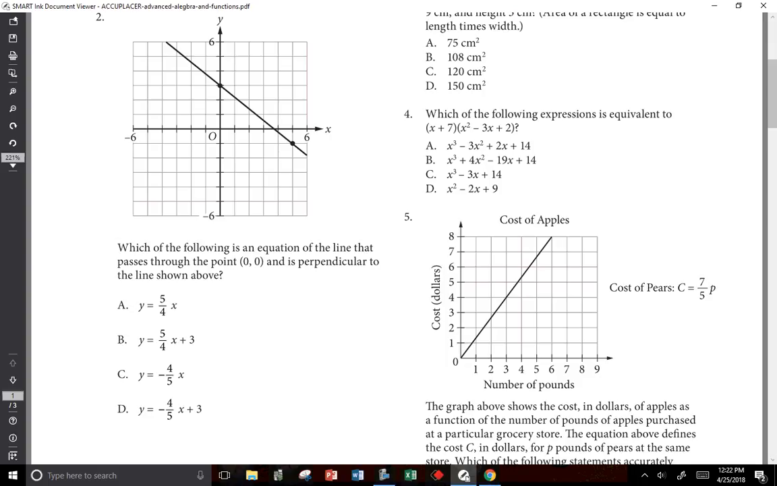So we're passing through 0, 0, so we know our y-intercept is going to be 0. We need to look at that line that's given to us and figure out the slope of that one so we can then flip it and change the sign. So what do y'all think the slope of that guy is? I would go up 4 and to the left 5. Is that -4/5? Do y'all agree? So that one is -4/5. So ours would be +5/4 to be perpendicular to that. Right? So what's the answer? A. Because you have to go through the origin and have a slope of 5/4.